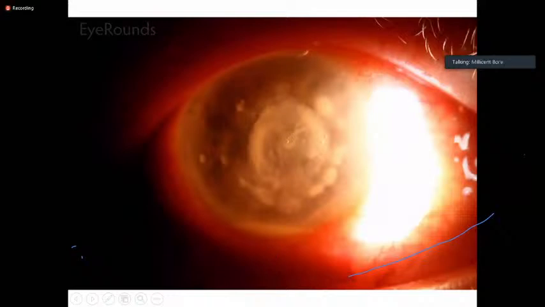This is another patient again with, so this looks like a wreath-like infiltrate, WREATH. The center, there's also the infiltrate. And here you can see a small hypopion. So most of the time, this is an infection with nocardia.